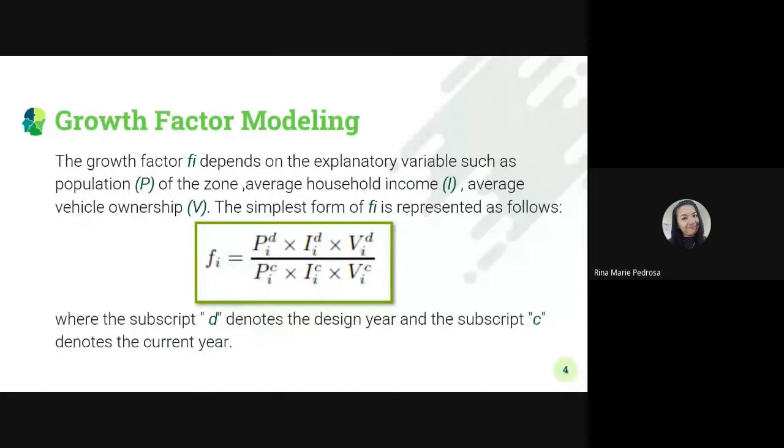Your F sub i is actually equal to P sub i raised to d times I sub i raised to d times V sub i raised to d, all over P sub i raised to c times I sub i raised to c times V sub i raised to c, where the subscript d actually denotes the design year and the subscript c denotes the current year. So let's have an example for this one.